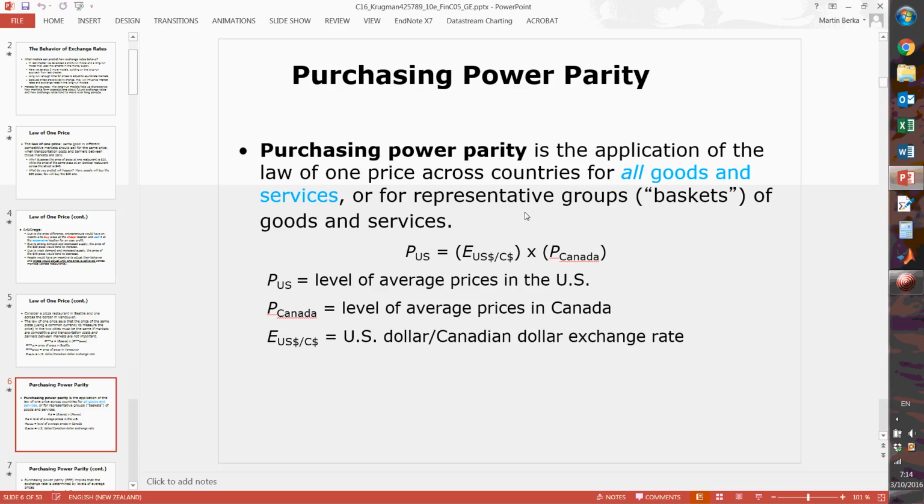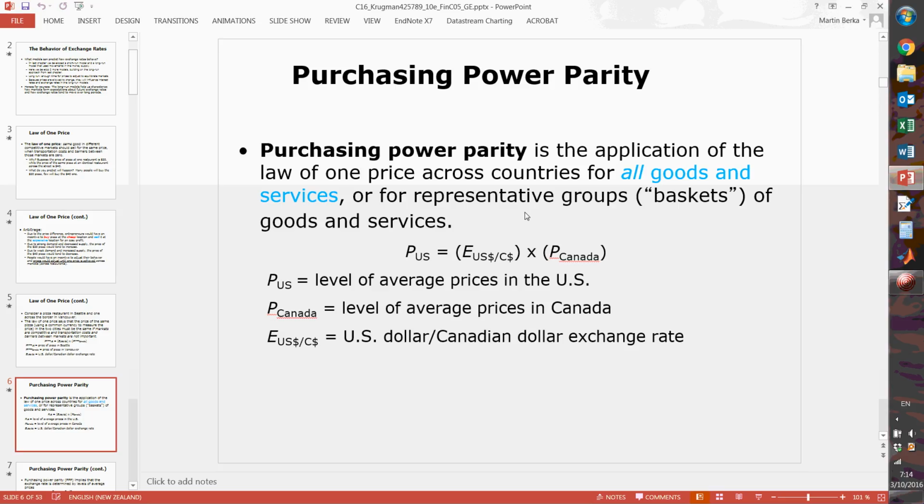I'll mention them shortly. So PPP, which we have discussed earlier, purchasing power parity, is an application of the law of one price to all goods and all services, or for representative baskets of goods and services. So if I take these law of one price differences for every single product and add them up, you get a difference in prices for a whole basket of products, basically, on average. If you weigh them by their equal share, you'll get the equal weighted average price difference, and if you weigh them by their expenditure share, you'll get an expenditure weighted price difference.